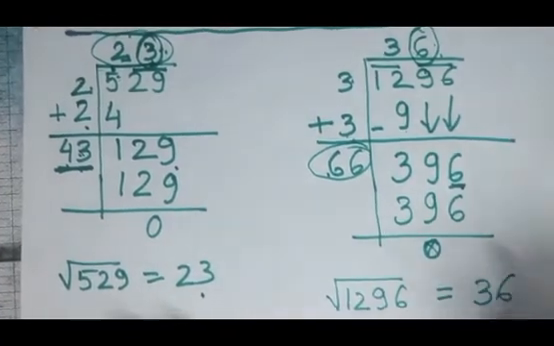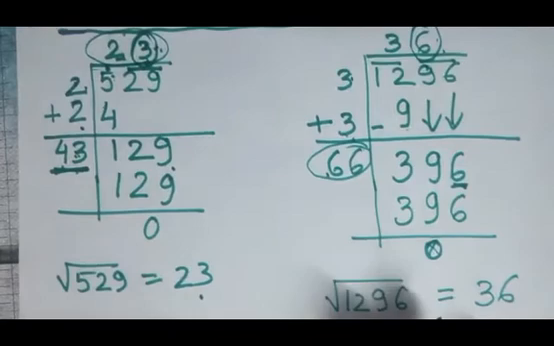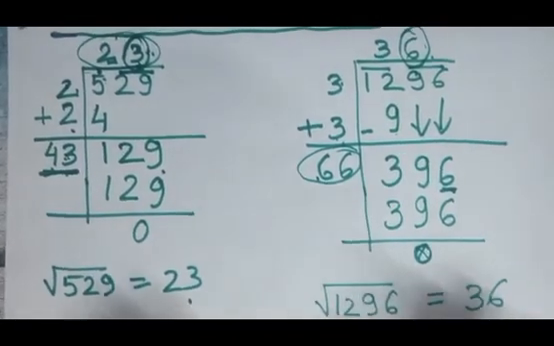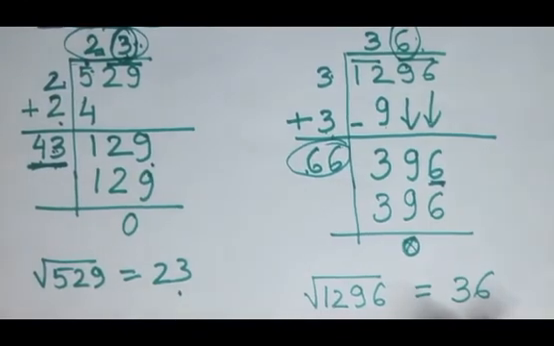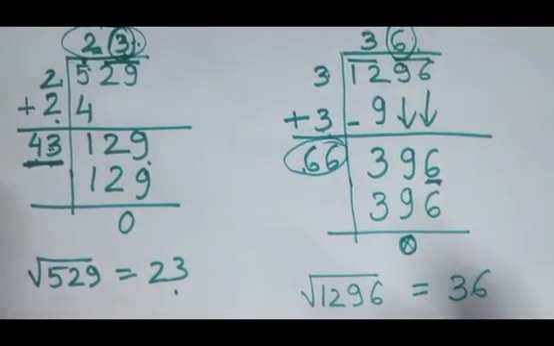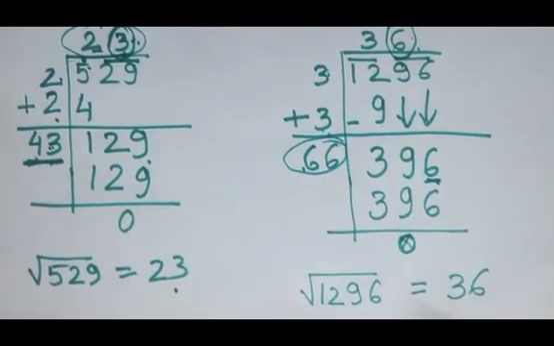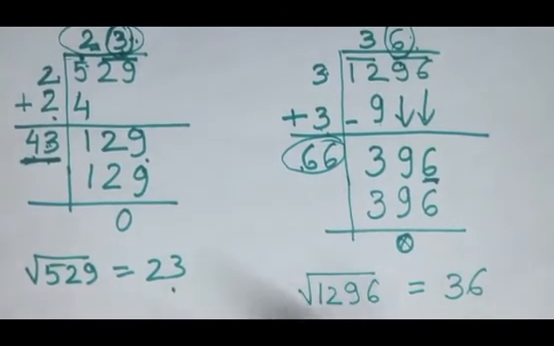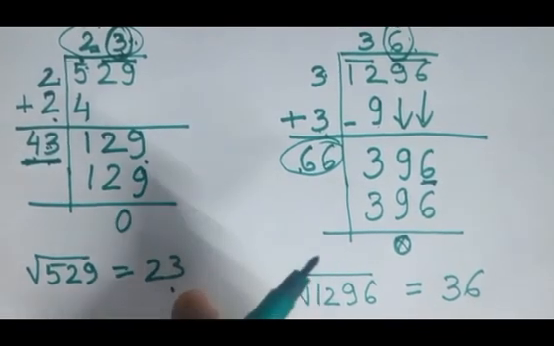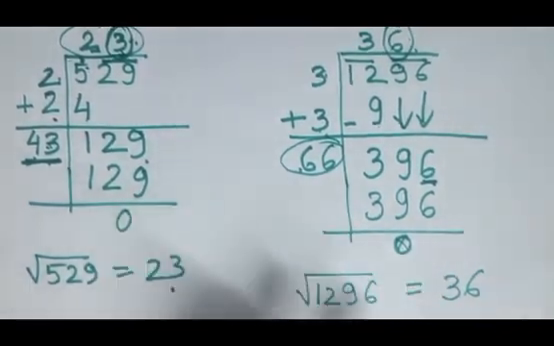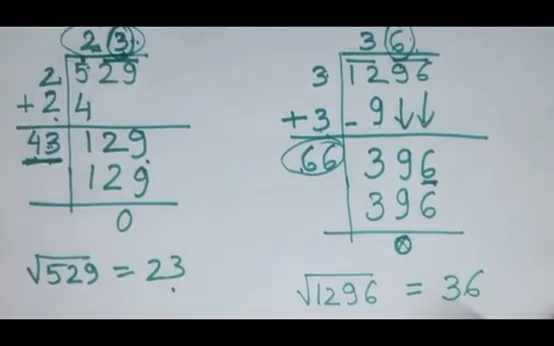This way you can find the square root of any number which is a perfect square. You can practice more such numbers to get the square root, and it will be convenient for you. This method is more convenient because with this method you can find the square root of large numbers also.